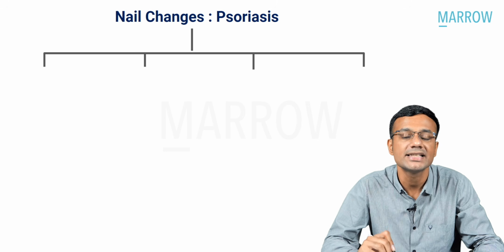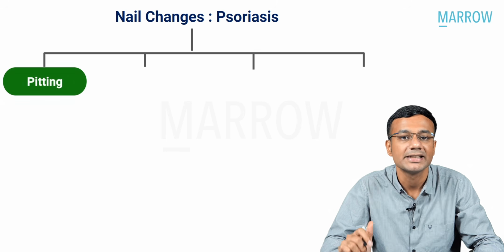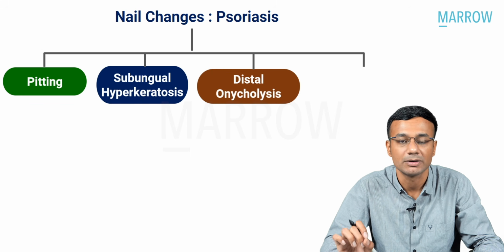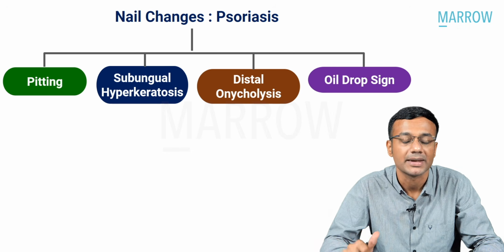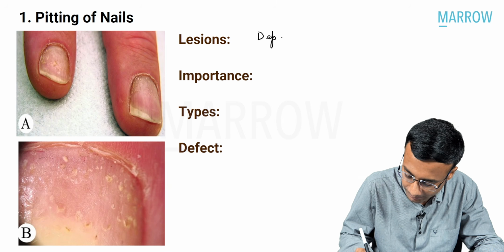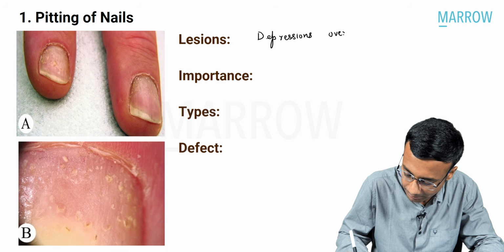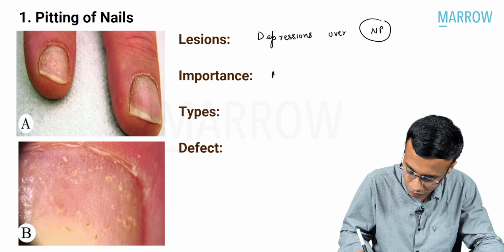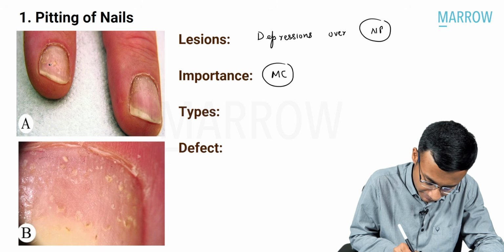Now let us look at the nail changes of psoriasis. Number 1 is pitting. Number 2 is subungual hyperkeratosis. Number 3 is distal onycholysis. Number 4 is oil drop sign. Let's begin with pits. Now pits are depressions over the nail plate. They are depressions over the nail plate. The importance of pitting in psoriasis is that it is the most common nail change of psoriasis.